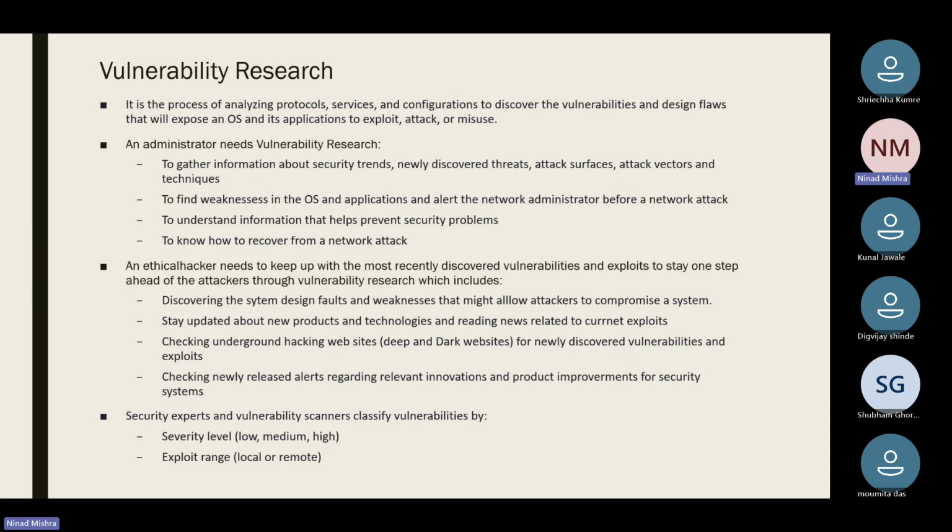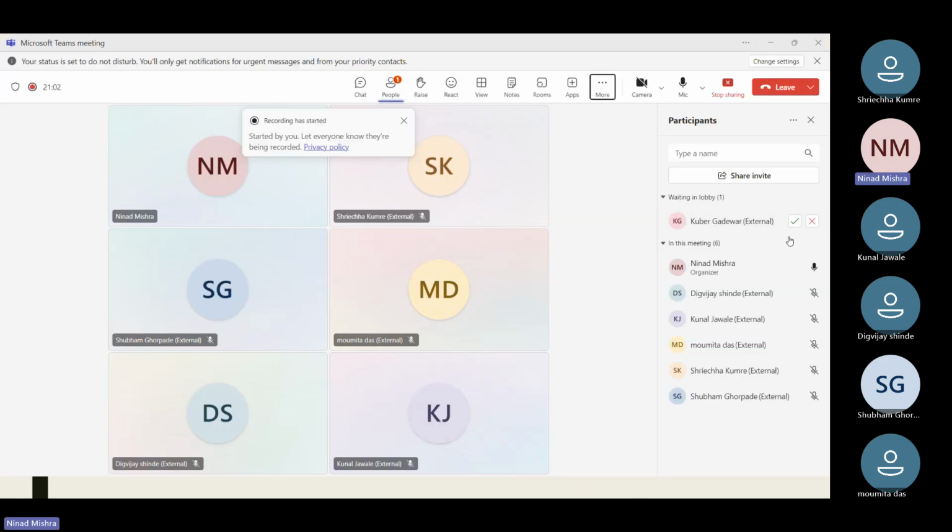So, the vulnerability research process is basically the process of analyzing protocols, services, and configuration to discover the vulnerabilities and design flaws that will expose an OS and its applications to exploit, attack, or misuse. So as I told you, they'll do the analysis of protocols, services, configuration, and discover vulnerabilities and design flaws which an attacker might use for his advantage. So they'll proactively find these and try to block them.